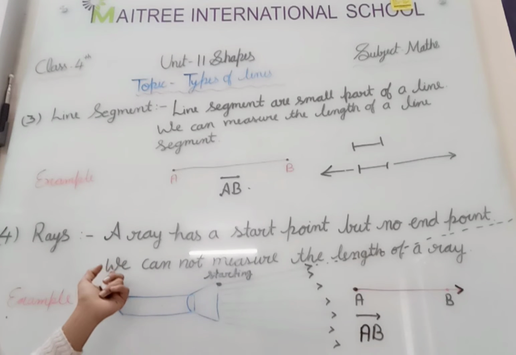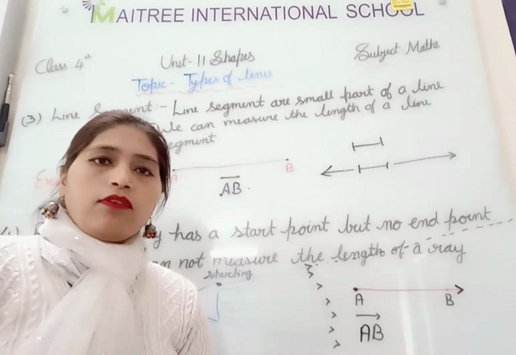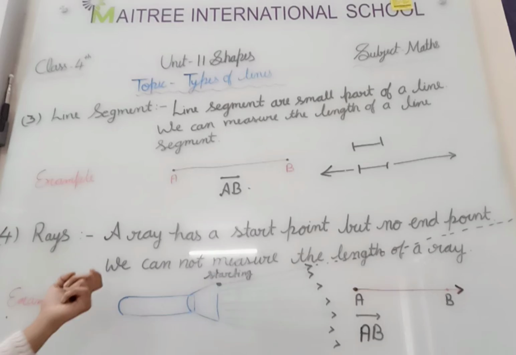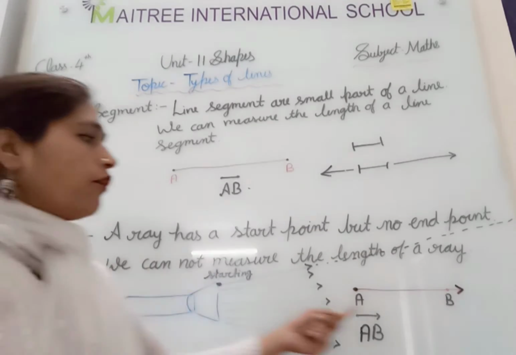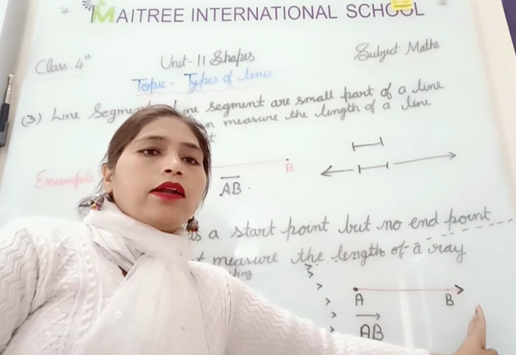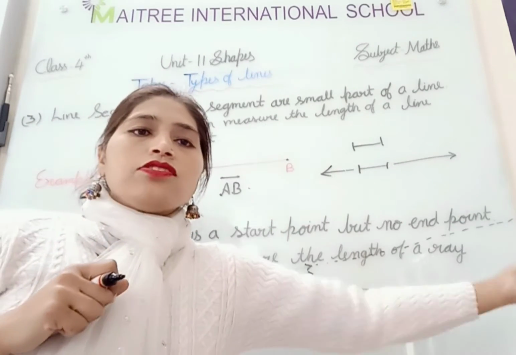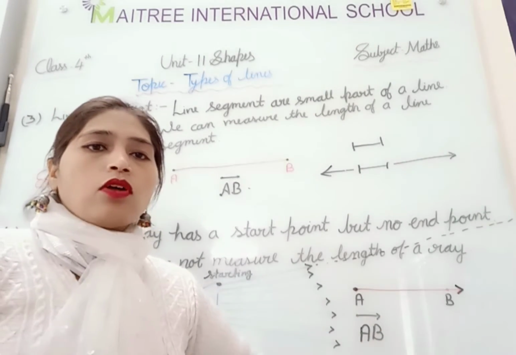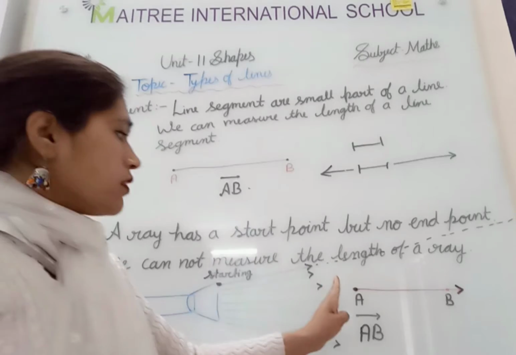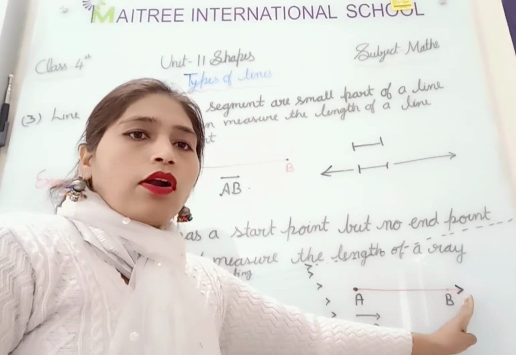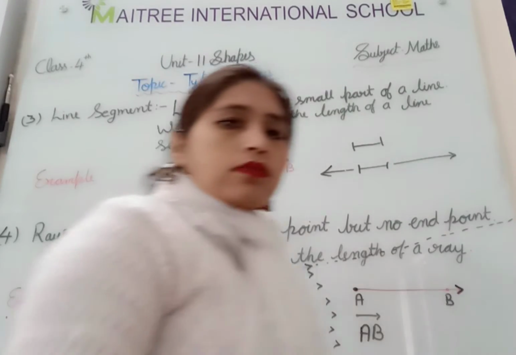Clear? But we cannot measure the length of rays also. Like we cannot measure the length of a line, because we can stretch it in both directions, in the same way we cannot measure the length of a ray, because it has one starting point but it doesn't have any end point. So we can stretch it to any point. So we cannot measure the length of rays, and there is a fixed starting point but no end point. Got it? So now let's come to the next one.